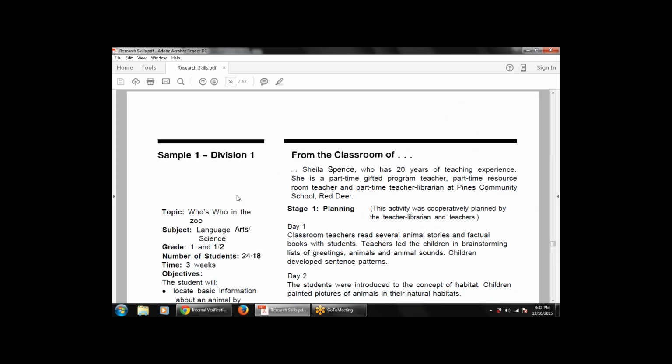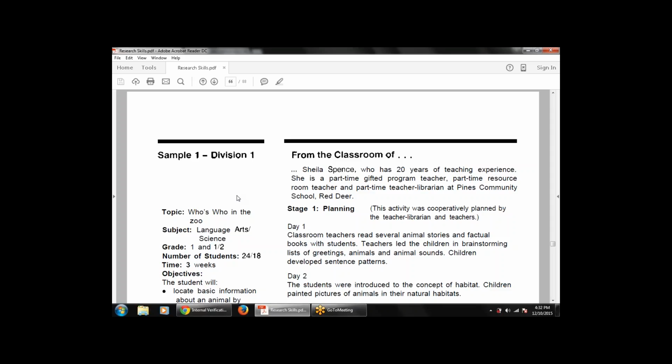So there is a Pines University and a Pines Community Center, and she is the teacher available part-time as resource program teacher, then part-time teacher librarian at the Pines University School.